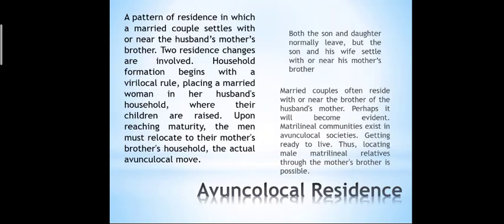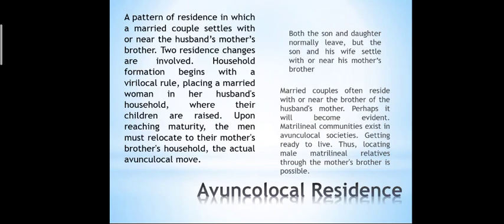Next one is the avunculocal residence. Avunculocal residence is a pattern of residence in which a married couple settles with or near the husband's mother's brother. Two residence changes are involved. Household formation begins with the virilocal rule, placing a married woman in her husband's household where their children are raised. Upon reaching maturity, the men must relocate to their mother's brother's household, the actual avunculocal move. Both the son and daughter normally live at home, but the son and his wife settle with or near his mother's brother. This kind of residency is common in the Southwest US, especially in the Apache tribe.